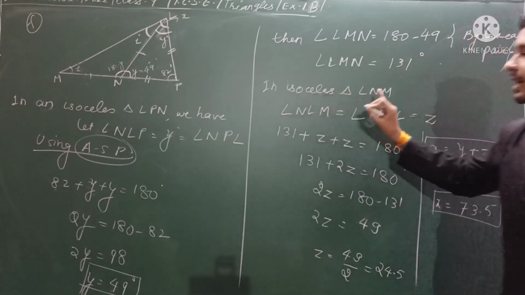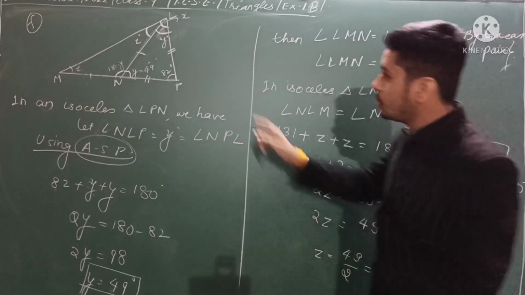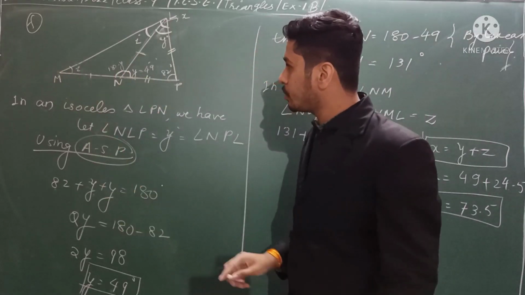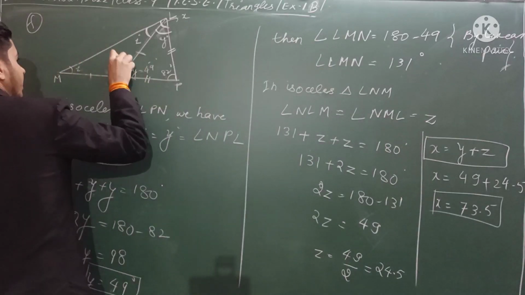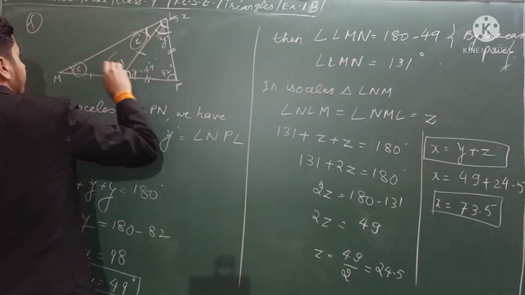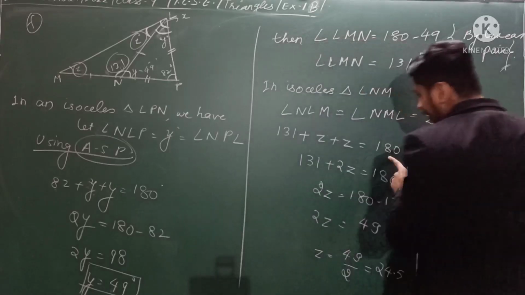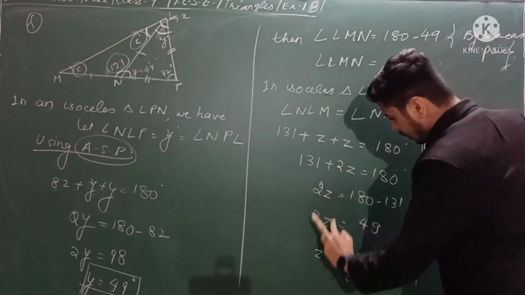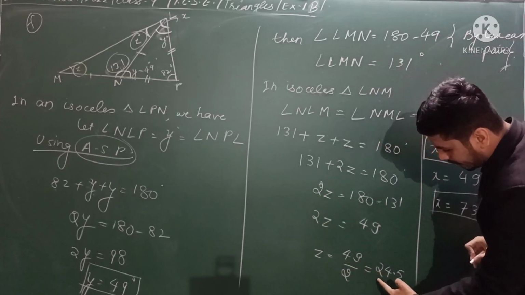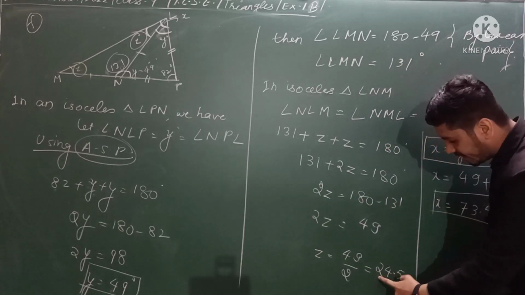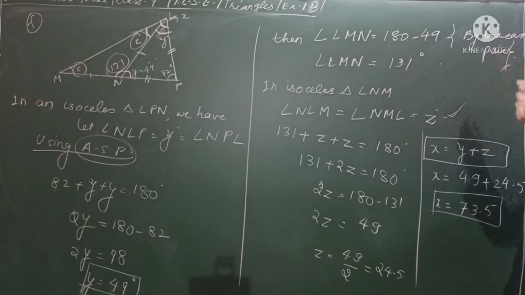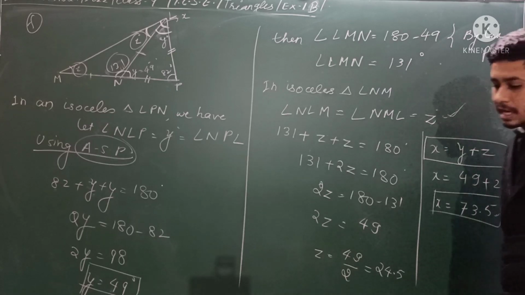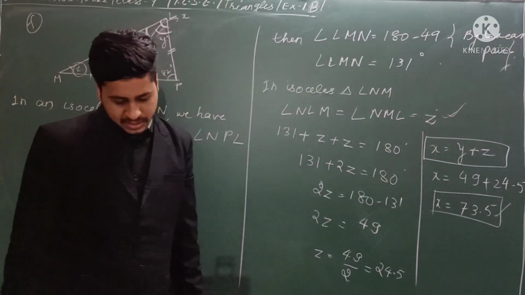In isosceles triangle LNM, in this triangle we got this angle is 131. So z plus z plus 131 is equal to 180 degrees. See, I have mentioned why this is z degrees. So on this calculation we got the value of z as 24.5, and as I told you, x is nothing but y plus z, so 49 plus 24.5 is 73.5. So this is the answer. Okay, I hope this is clear to you.